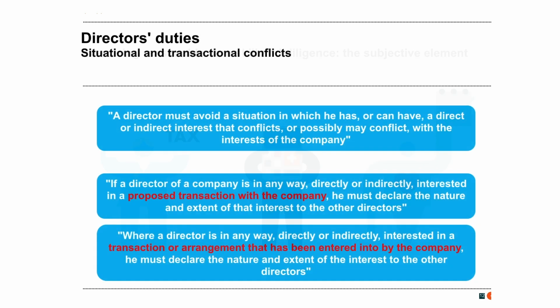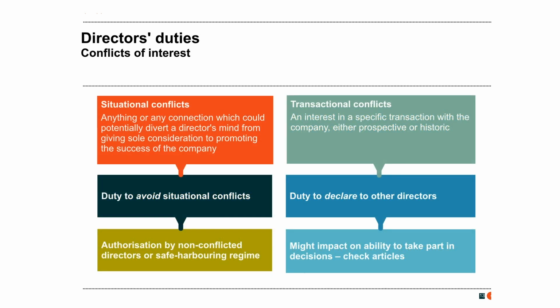Next, we'll look at two types of conflict of interest which are dealt with by the general duties. Actual or potential conflicts arising between a director's personal interests or duties to some other person and the director's duties to the company, known as situational conflicts, and conflicts relating to an interest of a director in a transactional arrangement with the company itself. We call these transactional conflicts.